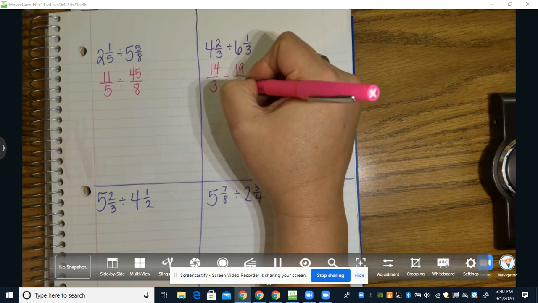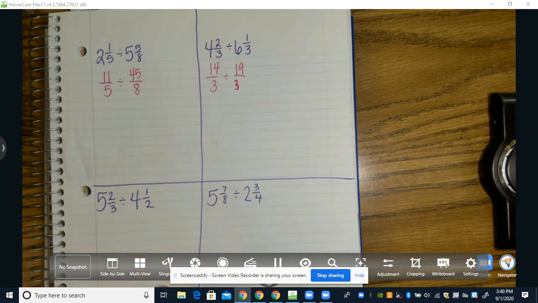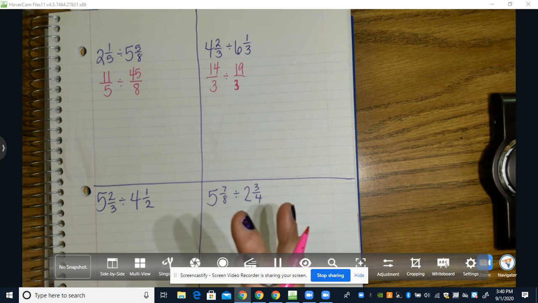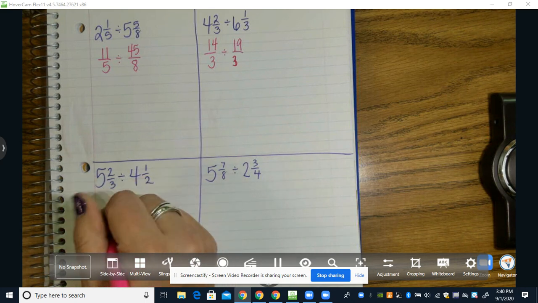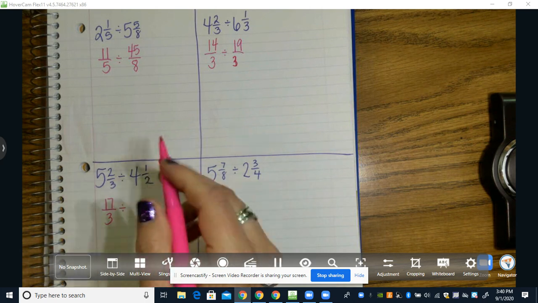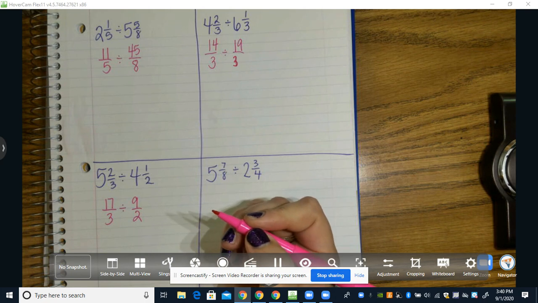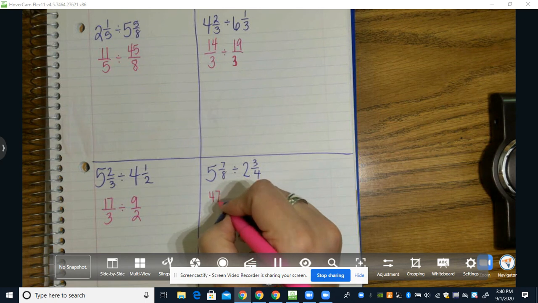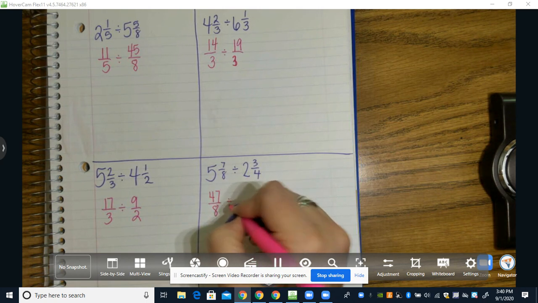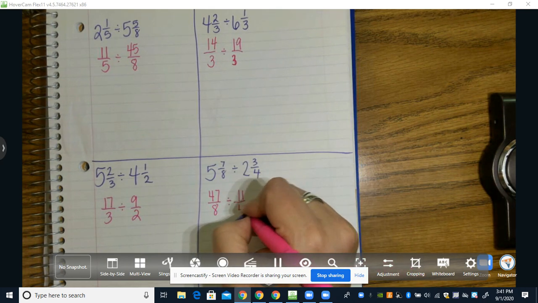And I'm just going to go ahead and do all of them and convert all of them into improper fractions first, and then we'll do our multiply by reciprocals. Okay? 3 times 5 is 15, plus 2 is 17, so I have 17/3 divided by 4 times 2 gives me 8, plus 1 gives me 9, so I have 9 over 2. And my final one, 5 times 8 gives me 40, plus 7 gives me 47 over 8, divided by 4 times 2 gives me 8, 9, 10, 11, 11 over 4.